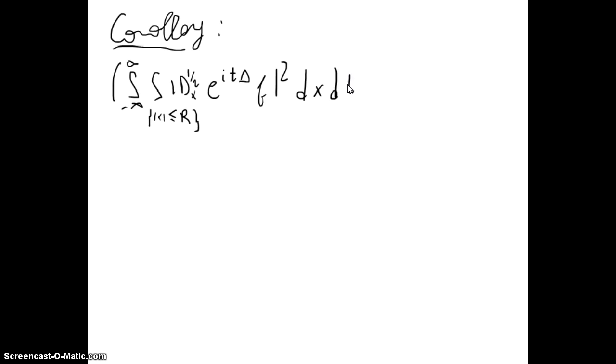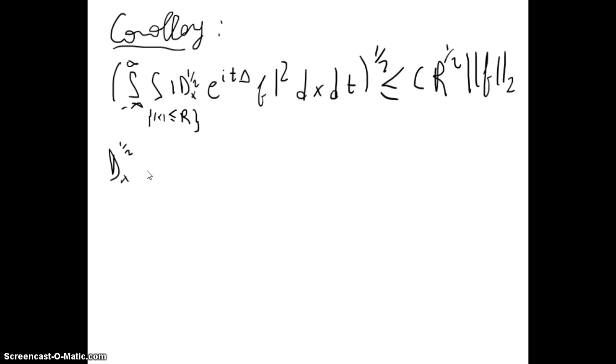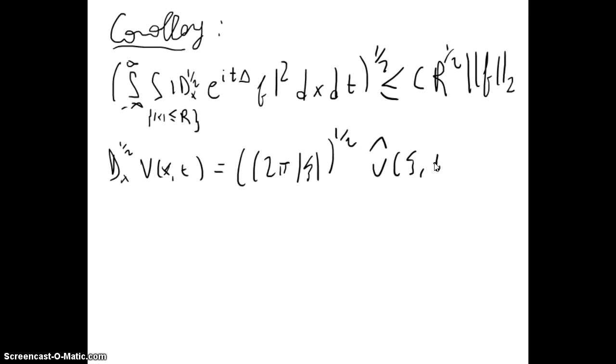Well, now a corollary. The integral from minus infinity to infinity, and now the integral over |x| less than or equal to r, of |D_x^{1/2} e^{itΔ} f|² dx dt, to the 1/2, is going to be less than or equal to c r^{1/2} ‖f‖₂, where D_x^{1/2} once again is going to be, for a function b(x,t), the anti-transform of 2π ξ to the 1/2 times the transform of b at ξ and t.